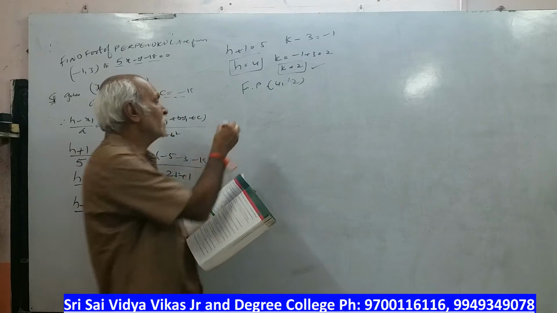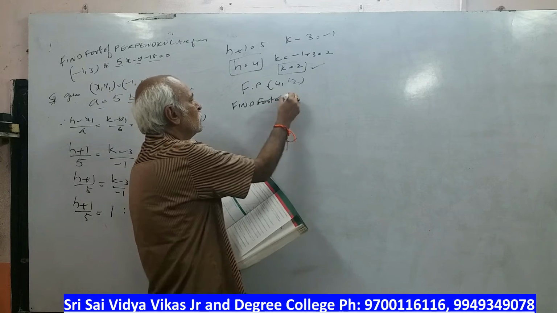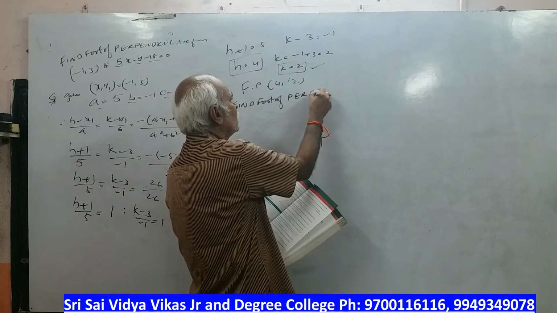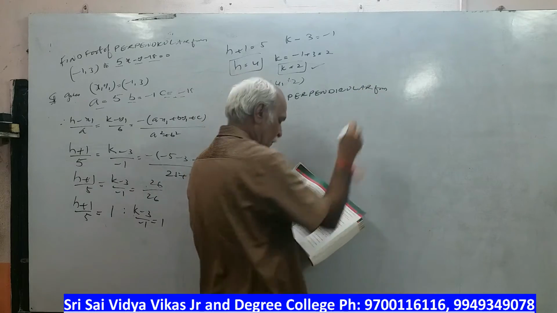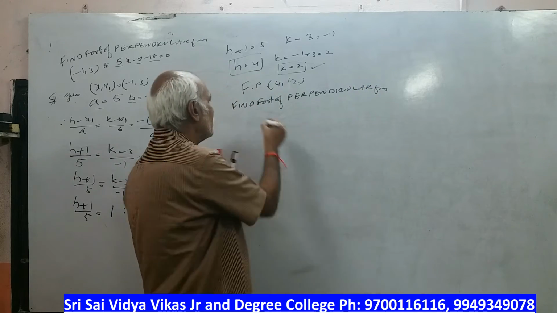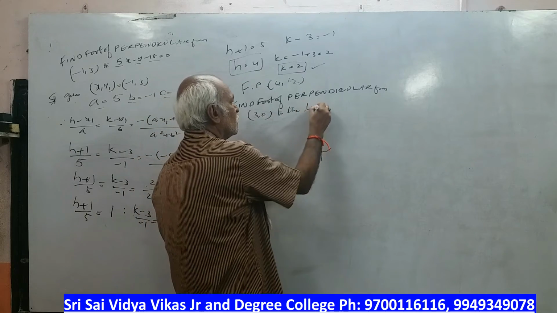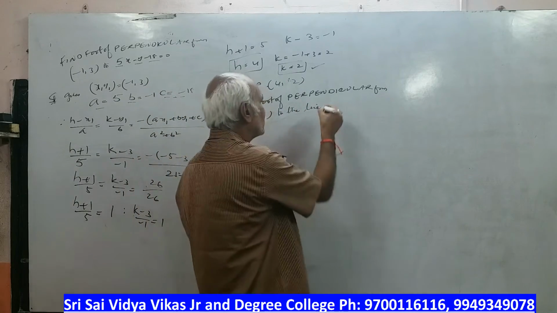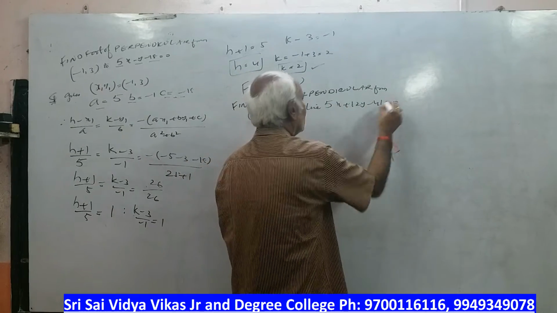Find the foot of the perpendicular from 3 comma 0 to the line 5x plus 12y minus 41 is equal to 0.